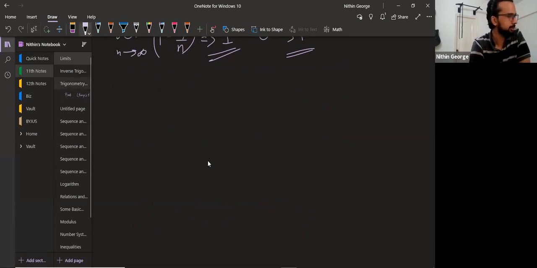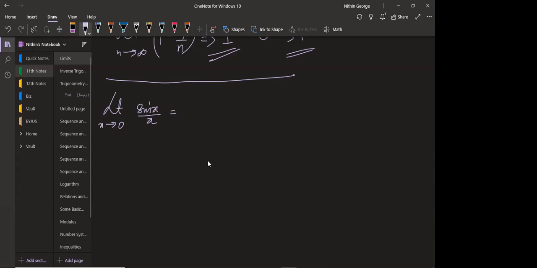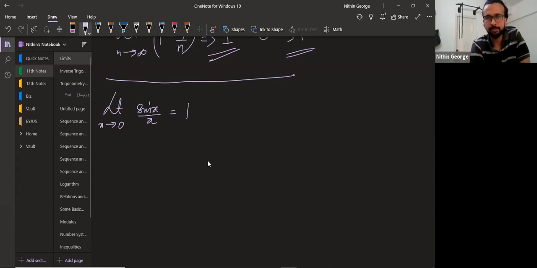Okay, we'll do trigonometric limits. Now, what is limit x tends to 0 sin x by x? 1. Okay. So how do we quickly derive this? Like quickly derive, not classical derivation, quickly derive.